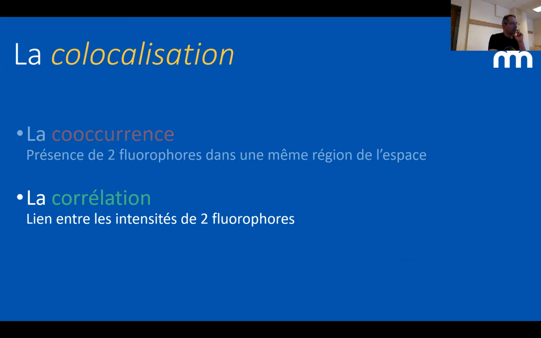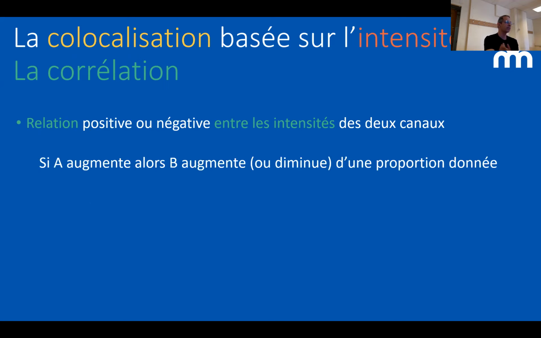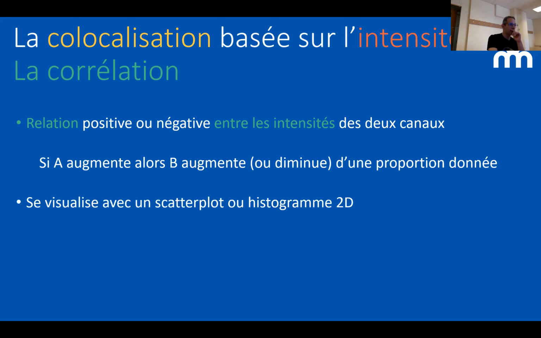So we saw colocalization. I talked about co-occurrence most of the time here in two ways. One was object-based, the other one was intensity-based. The most important thing is that you can also look at the correlation, which is the link between the intensities. And this relationship can be positive or negative between the two channels. We really link the value of each pixel to the other one. So if a pixel increases in one channel, the other one must increase or decrease, and this can be predicted by a coefficient.